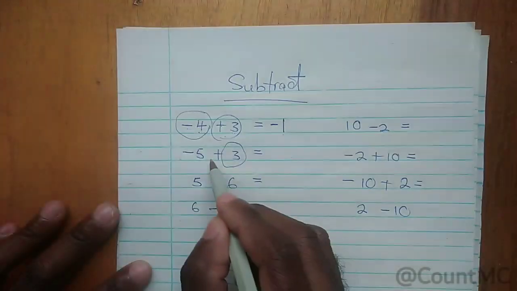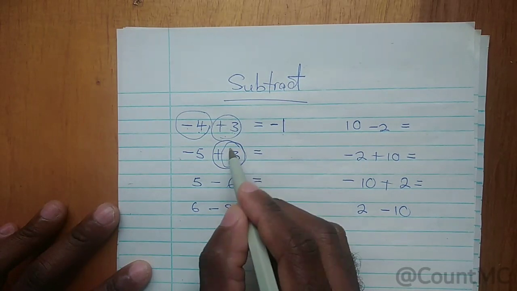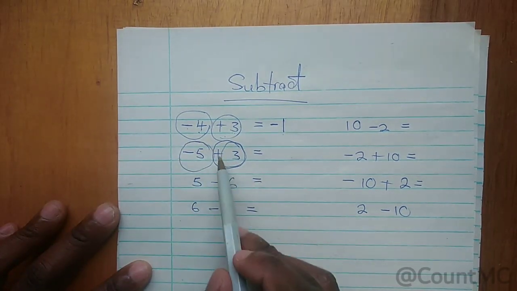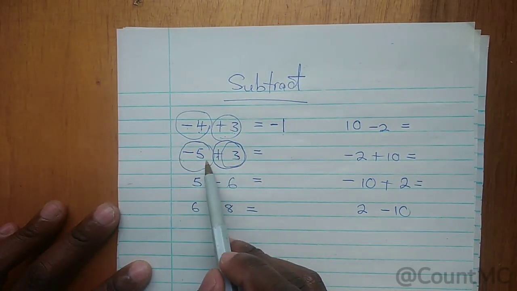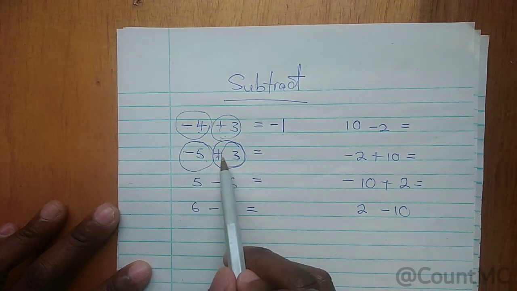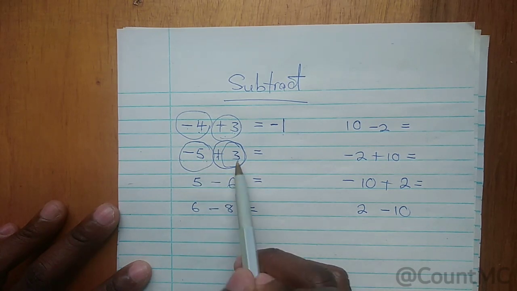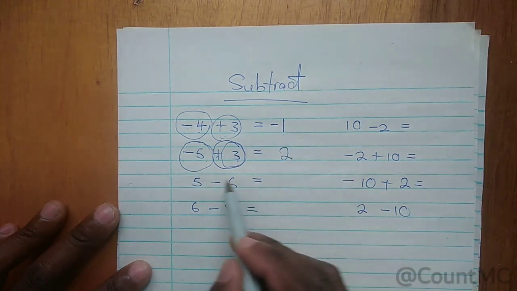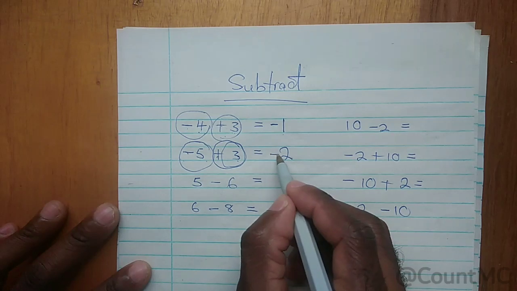Let's do the same again. This is a plus 3, this is a minus 5. The signs are different. Different means find the difference. So 5 is the bigger number, 3 is the smaller when you're ignoring these signs. 5 minus 3, you get a 2. What's the sign of the big number? It's minus.